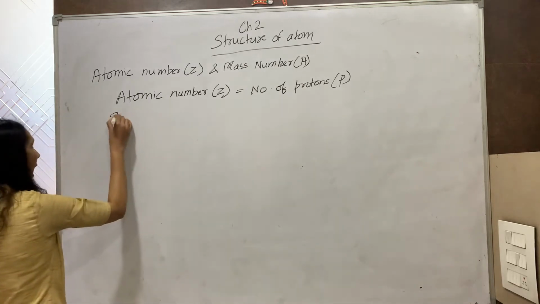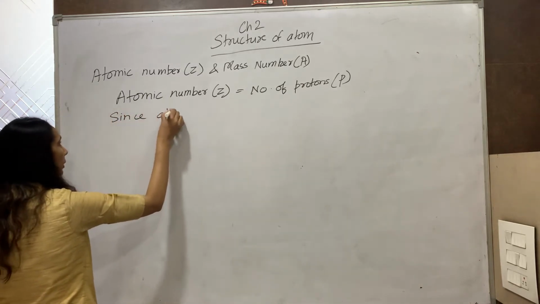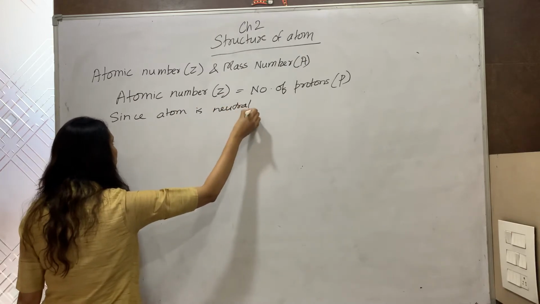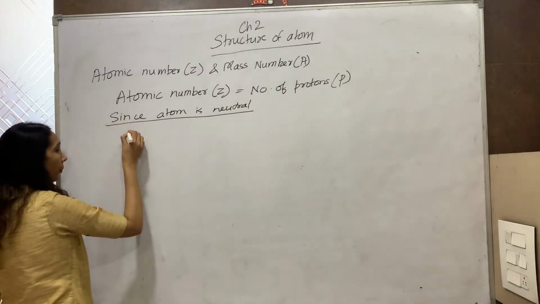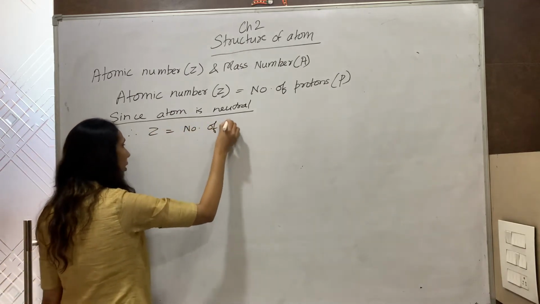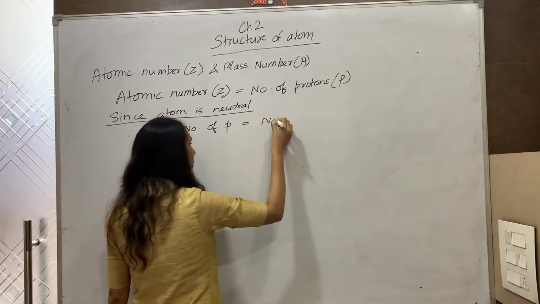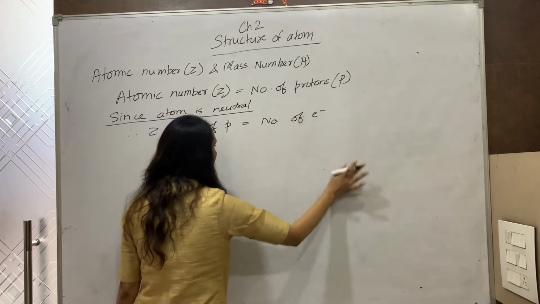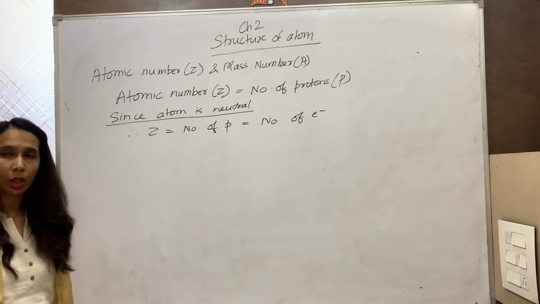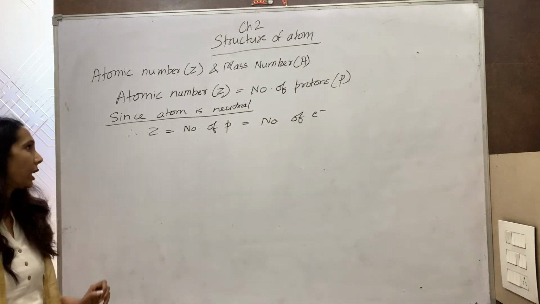Now since an atom is neutral, that means in an atom the total positive charge is equal to the total negative charge. Therefore, Z, the number of protons, is also equal to the number of electrons, because the atom is electrically neutral.